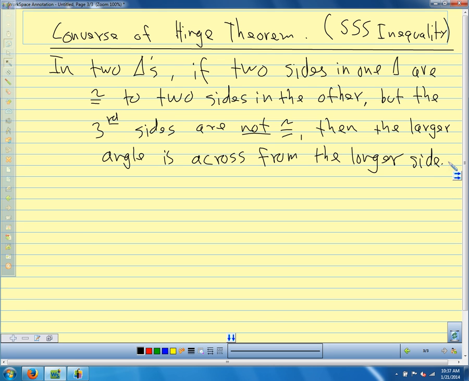So for this one, we know about the sides of the triangles. We want to figure out about the angles. For the Hinge theorem, we know about the angle, and we want to figure out about the sides. Our picture looks exactly the same. We just turn around what we say about the triangles. So we have the same triangles.